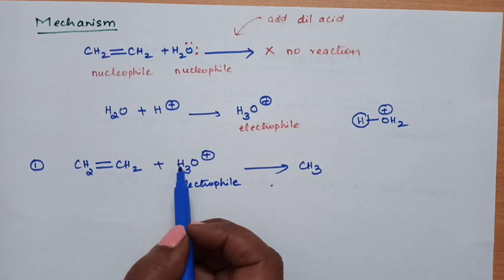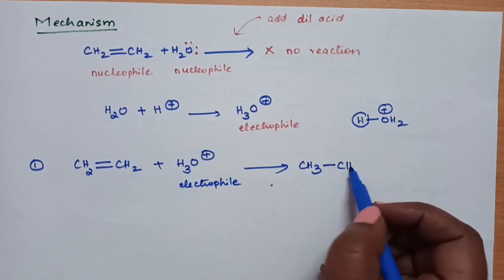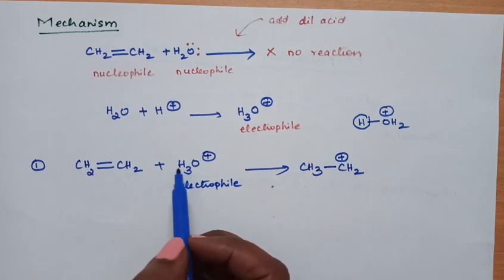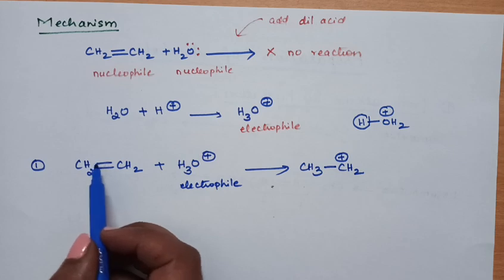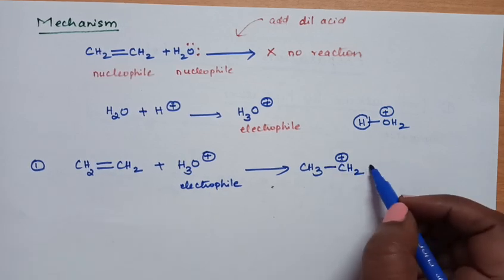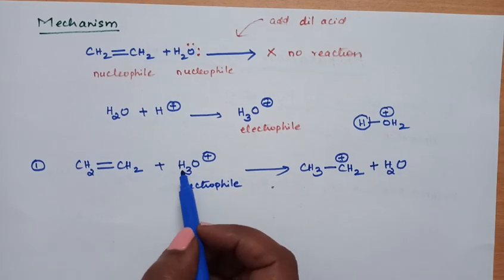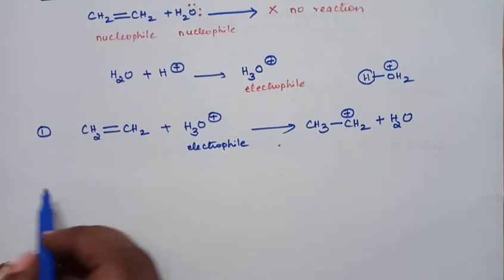CH3, so one hydrogen adds to this carbon, single bond, CH2 positive sign over here. So what has happened is, one hydrogen is removed and it is attached to this carbon using this double bond. Therefore carbon gets positive sign, plus H2O will be released. So if you remove one hydrogen, it becomes H2O. So this is the first step.